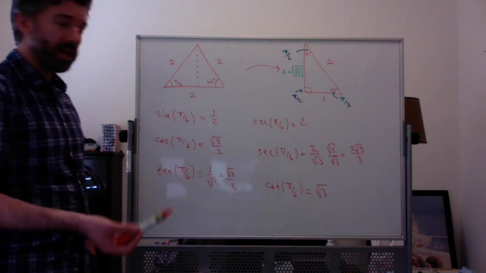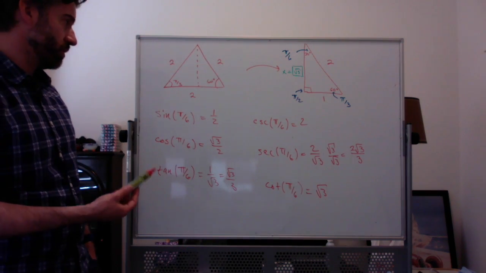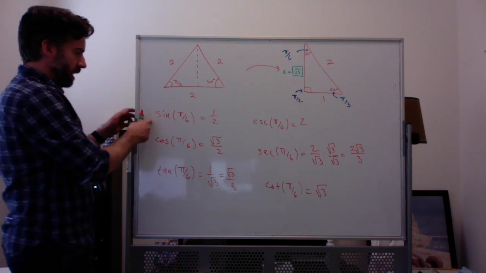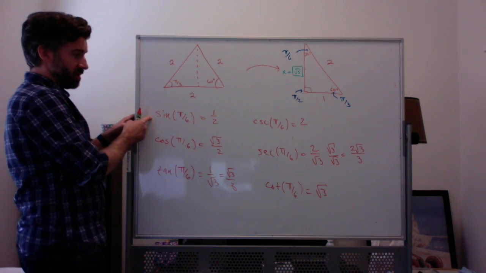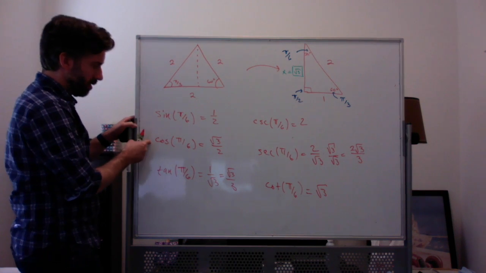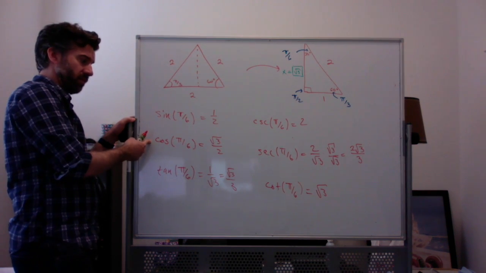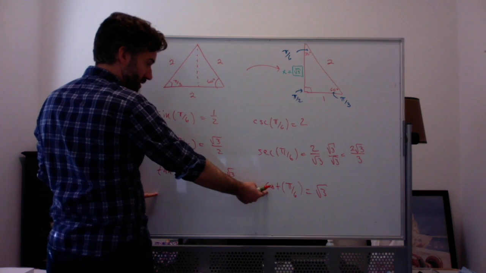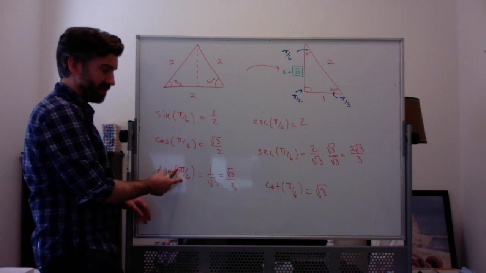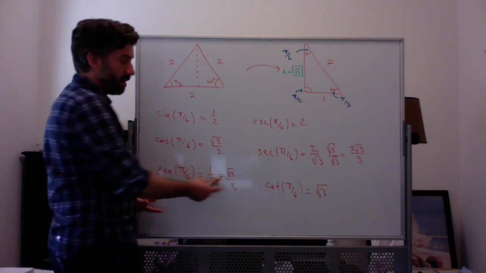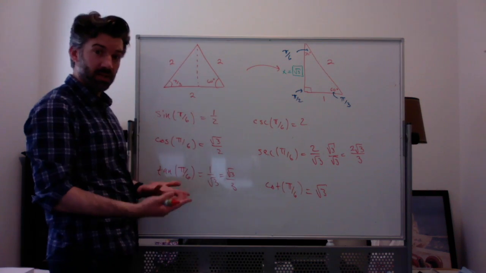So if you look back at the previous trig functions for pi over 3, you'll notice that sine and cosine are switched. So sine of pi over 6 is the same as cosine of pi over 3. Cosine of pi over 6 is the same as sine of pi over 3. You'll notice that tangent and cotangent are switched. Tangent of pi over 6 is the same as cotangent of pi over 3, and cotangent of pi over 6 is the same as tangent of pi over 3.